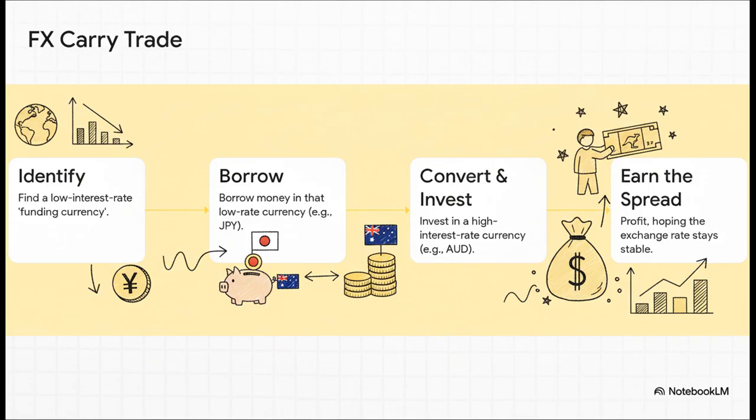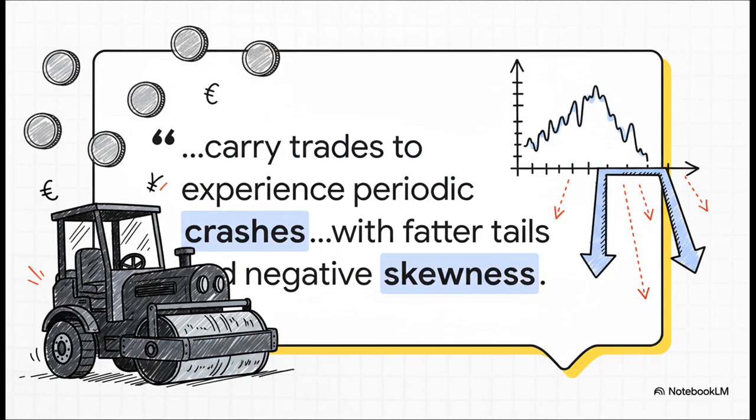The whole bet hinges on the hope that the exchange rate doesn't move against them enough to wipe out those gains. But there is a massive catch, and this quote gets right to it. The carry trade is often described as picking up nickels in front of a steamroller. That bit about fat tails and negative skewness, well, in plain English, that means you make small, steady profits most of the time. But you are exposed to these rare, sudden, and absolutely huge losses. It's a strategy that works beautifully, month after month, until one day it suddenly and catastrophically doesn't, and it can wipe out years of gains in an instant.